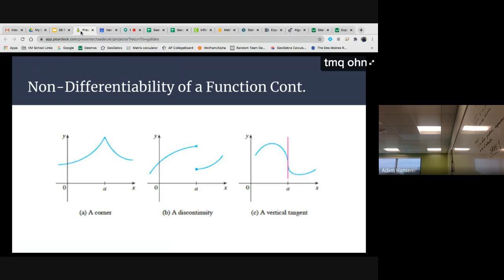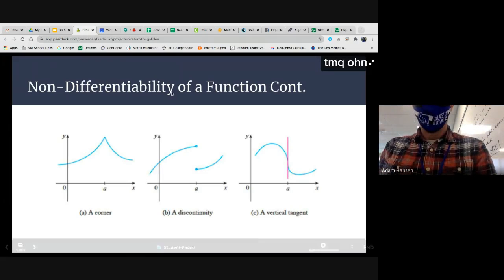If it's discontinuous, there is no slope of the graph. Where's the tangent line? If there's a break in the graph, if there's no point on the graph, if it's discontinuous, the graph has no derivative or no slope of the function at that point.